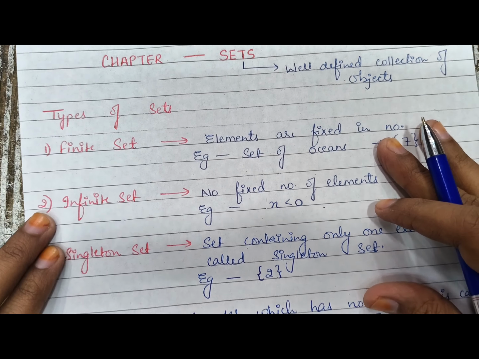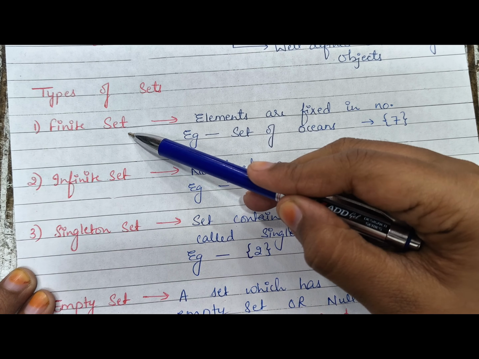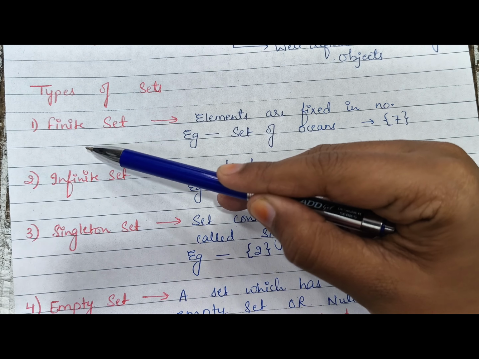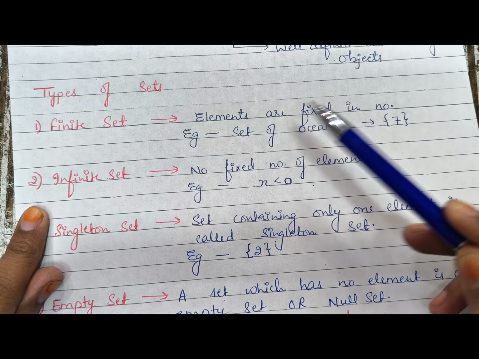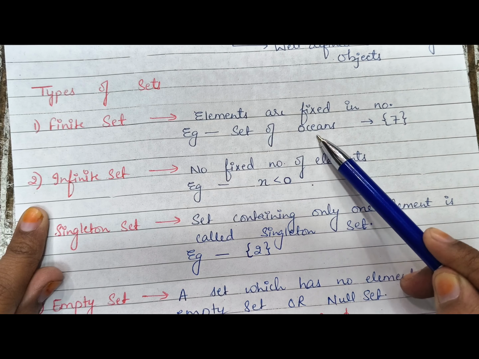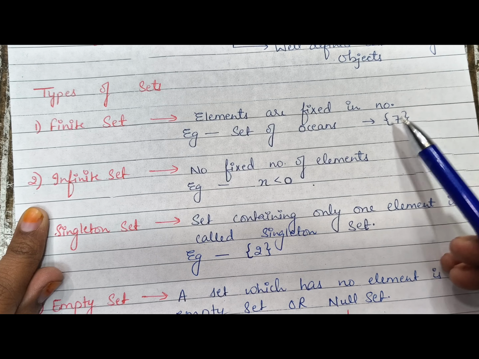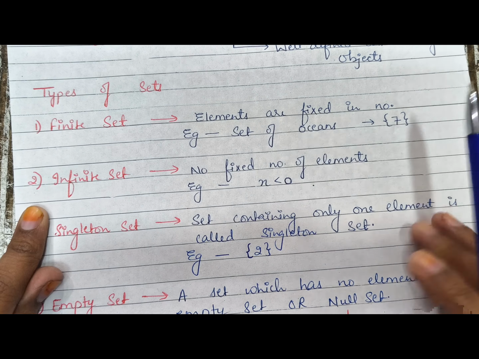There are various types of sets. Let's understand one by one. First is finite sets. What is finite sets? Finite itself has a meaning, that means limited number. So elements are fixed in number. In finite sets, elements are fixed in number. For example, set of oceans. Everyone knows that there are seven oceans in the world. So the set of oceans is seven.